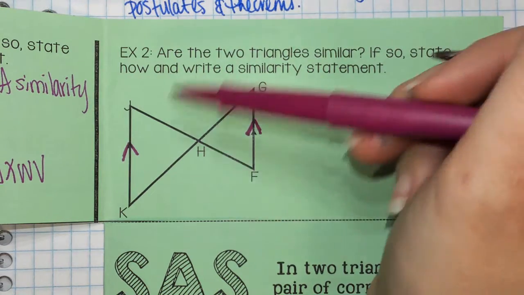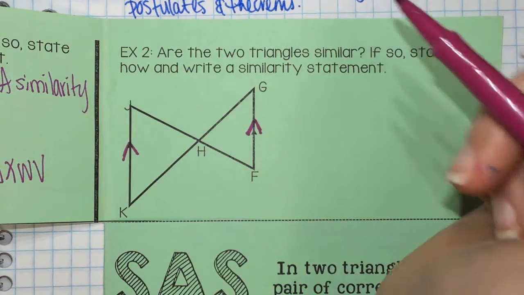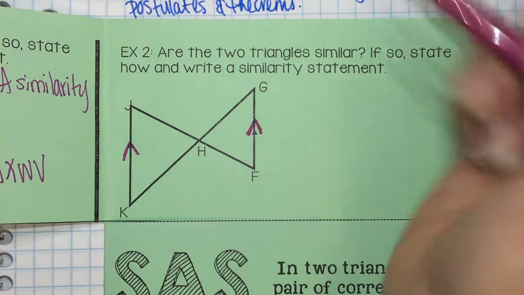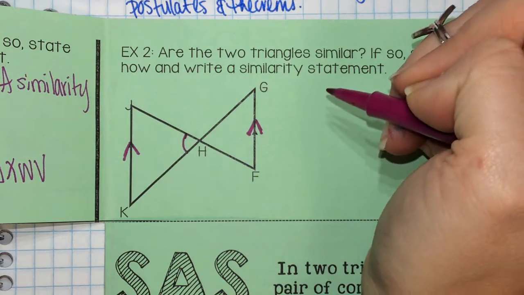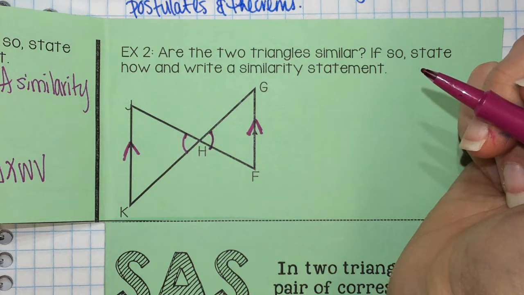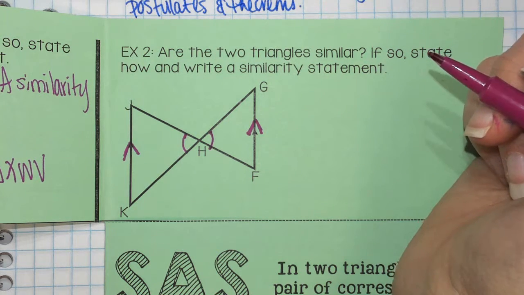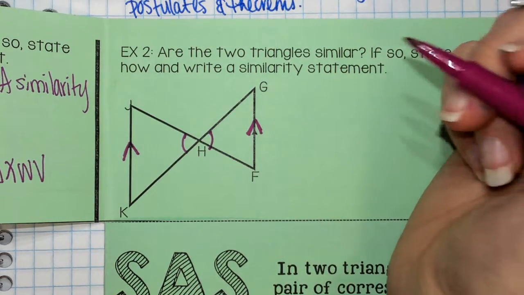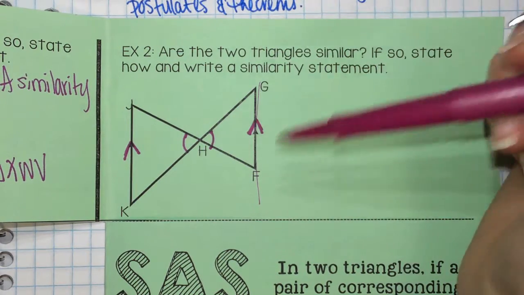Do we have any angles in this triangle that are congruent? Which one? We have 2 H's, so which H? JHK is congruent to JHGFH. And why are these 2 angles congruent? What kind of angles are those? Vertical. Awesome. Now, if these 2 are parallel lines, what is JF called?